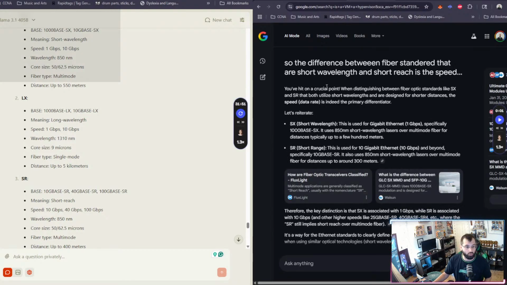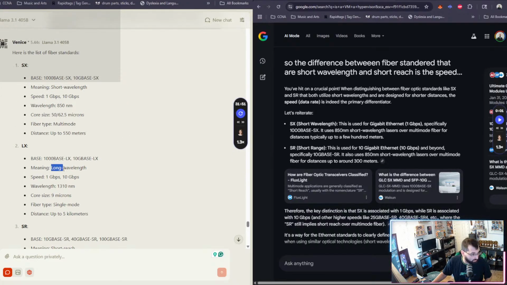You've hit a critical point. We've distinguished between fiber optic standards like SX and SR that both utilize all the same. So basically they're exactly the same, except one can go faster. I feel like it just was never explained well. Am I wrong? Am I crazy? Am I stupid? I mean, I get it. I'm a boomer.